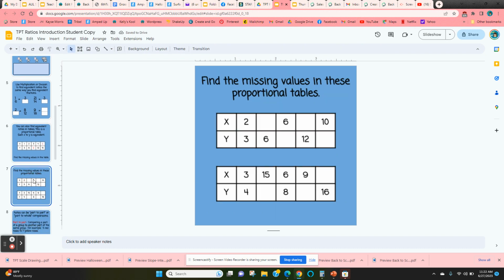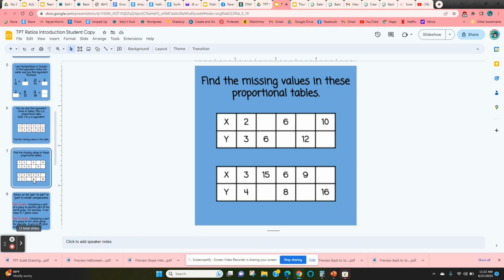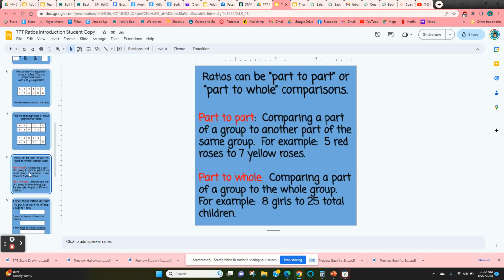They've got 2 more tables. They have to do the same thing, make all of their ratios equivalent. And it tells them here that these are proportional tables. If all of these ratios are equivalent, it's called a proportional table.